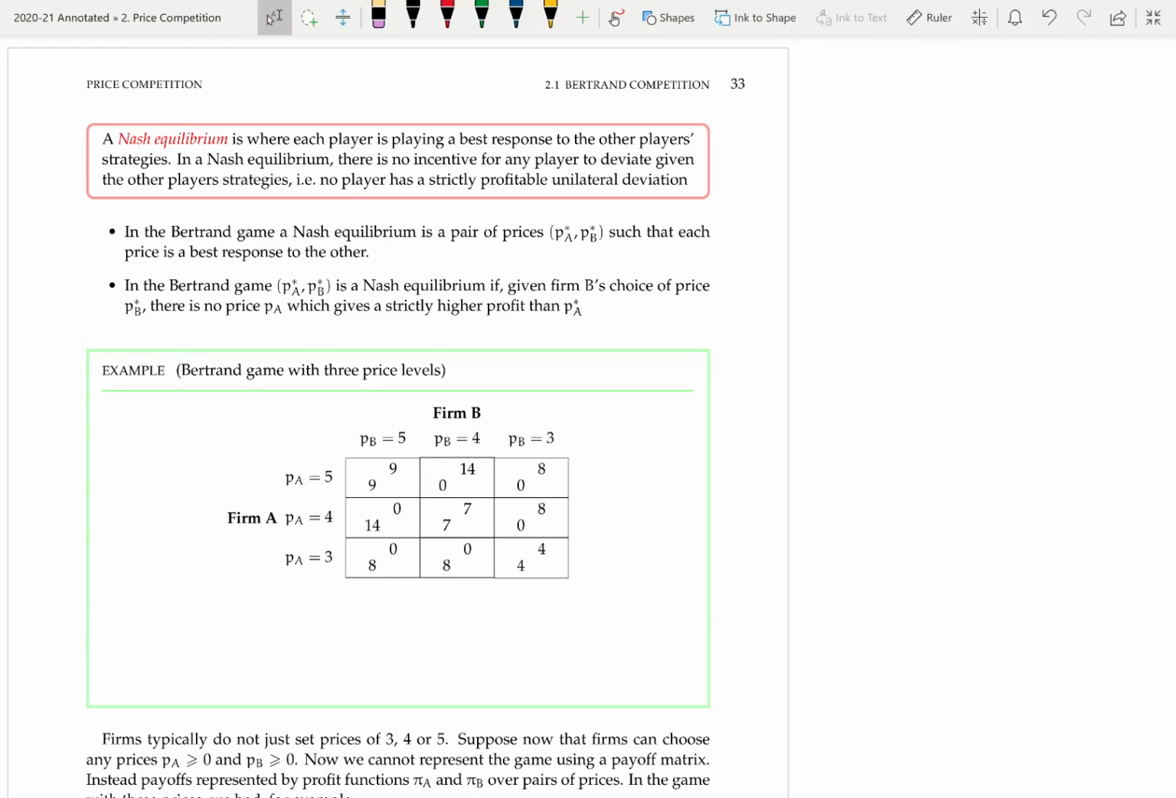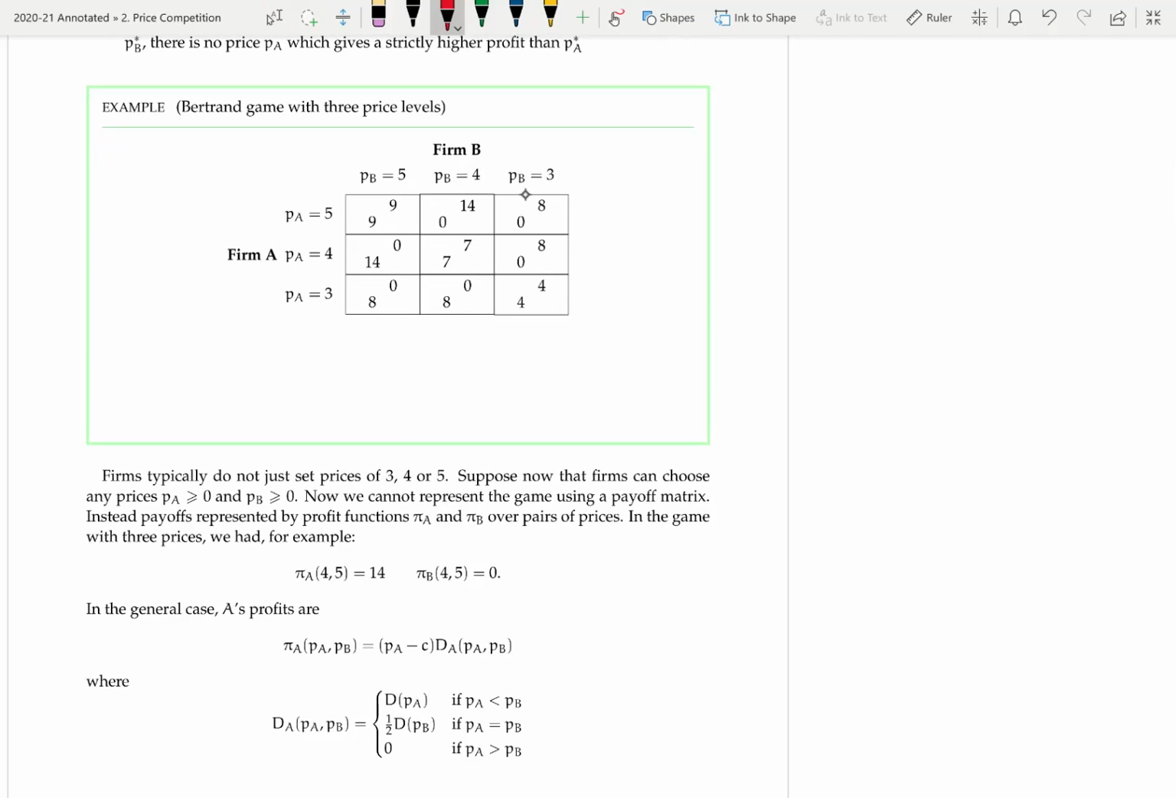Before we consider the full game, let's consider a simplified version of the Bertrand game. We'll consider a game where they can just choose 3 price levels, 3, 4, or 5. In the example here, I have what's called a payoff matrix. We have firm A, we have firm B, we have each of their strategies listed. Firm A here is the row player, firm B is the column player. We have their payoffs, which are the profits. Firm A's profit is listed first. The row player's payoff is always listed first.